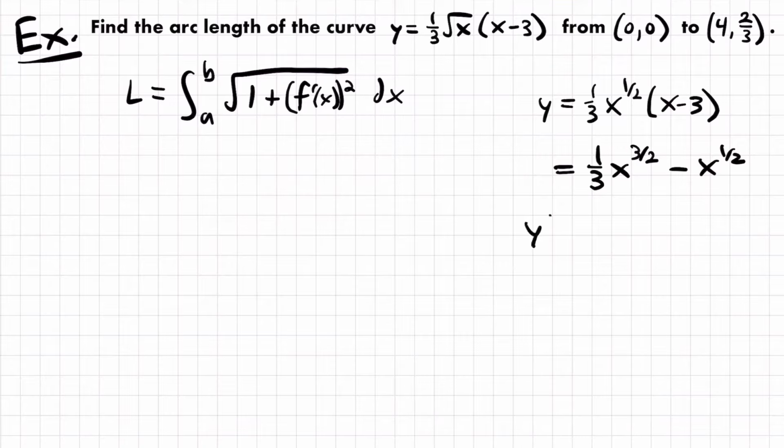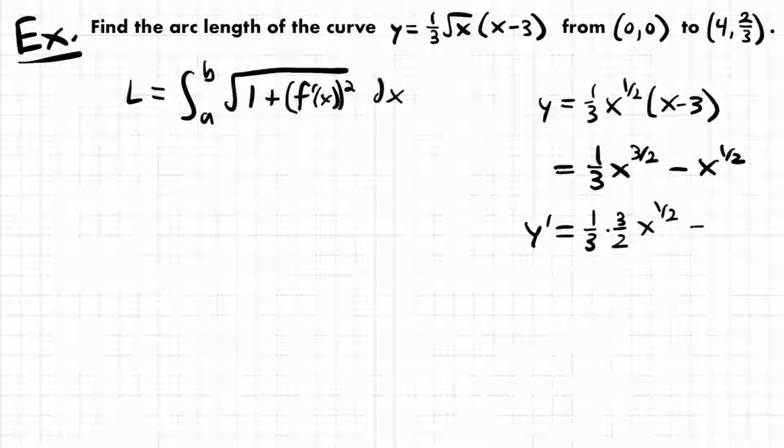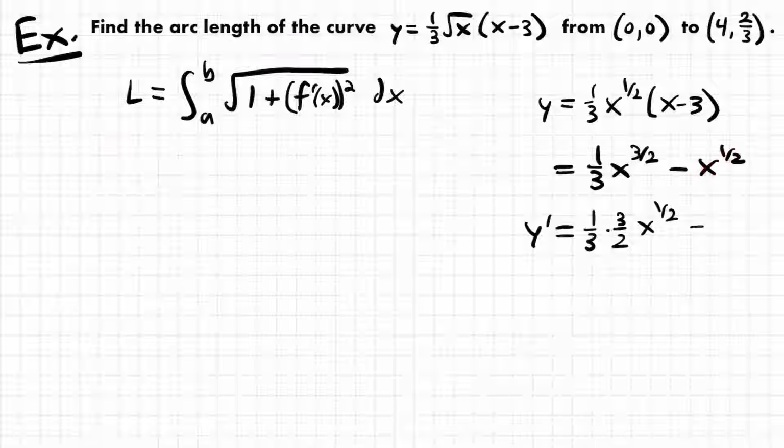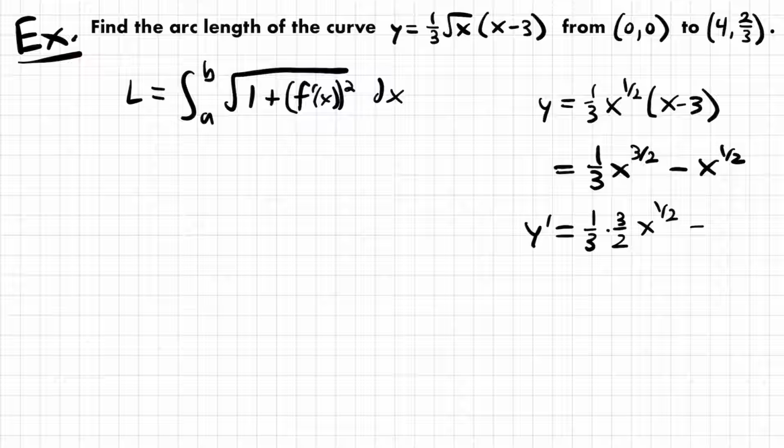So if we do that, y prime will be equal to the derivative of 1/3 times x to the 3/2 power. We can just use the power rule for derivatives here. We'll multiply the exponent down and then subtract 1 from the exponent. So we'll have 1/3 times 3/2 times x to the 1/2 power, right? 3/2 minus 1 will be 1/2. And then we'll subtract the derivative of x to the 1/2 power. We'll do the same thing. We'll use the power rule again. We'll have 1/2 times x to the negative 1/2 power, since 1/2 minus 1 is negative 1/2.